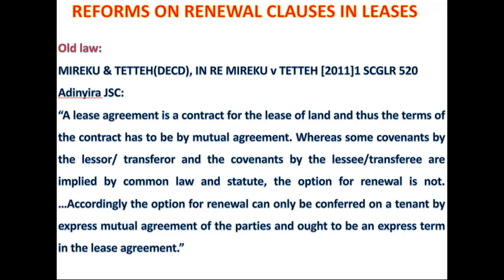Now, the law is that when it comes to the renewal process, it must be an express term of the contract. In other words, if you are buying land and you are preparing the lease, you must make sure that if you want to renew it, there must be an express provision in the agreement that will confer the right on you, the lessee, to renew it. If you buy the land and there is no renewal clause, when the 50 years elapses, please pack your things and move out. You cannot compel the landowner to renew it for you.